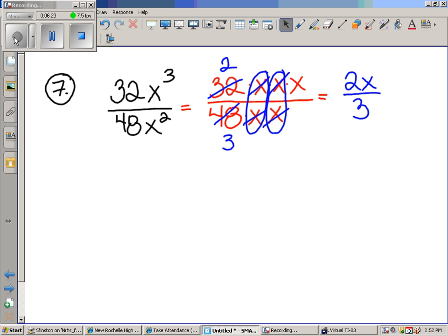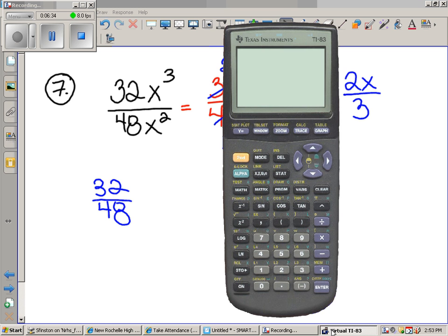Now, if you were confused about that last part, this 32 over 48 business, you don't have to do that in your head. You could always use your calculator. Just turn it on, type in 32 divided by 48, hit enter, hit math, hit fraction, enter, hit enter one more time, and it'll give you back 2/3.